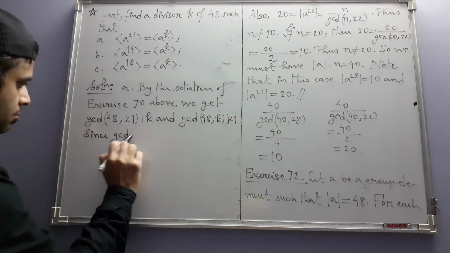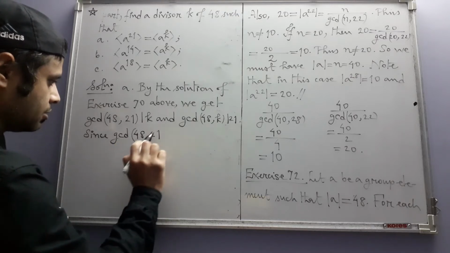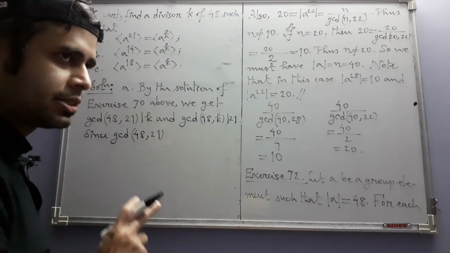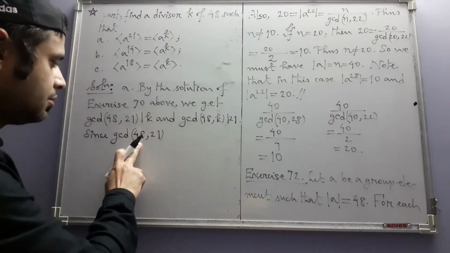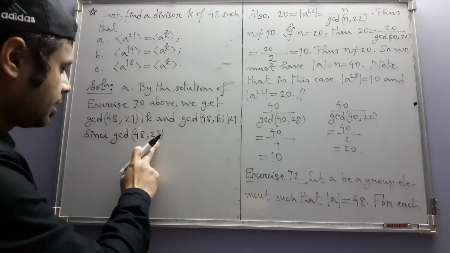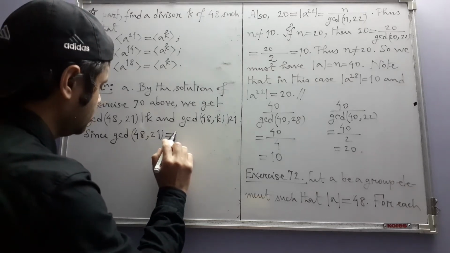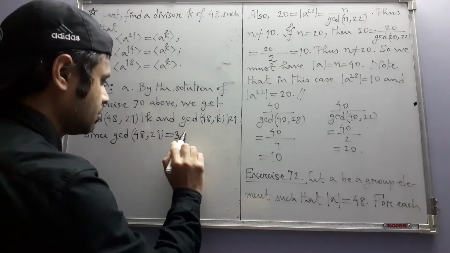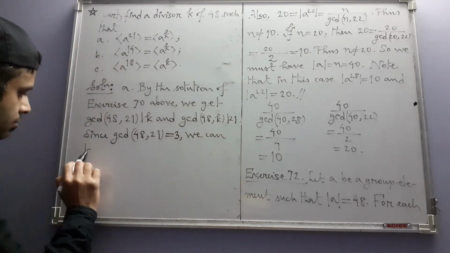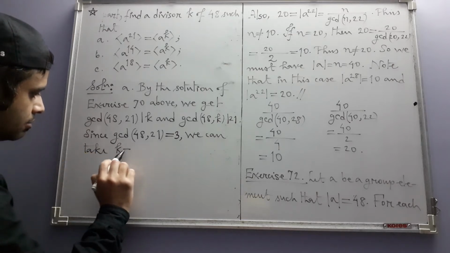Since 48 and 21, 7 is a divisor of 21, but 7 does not divide 48. 21 is divisible by 3, and 48 is also divisible by 3. So in this case, the GCD is 3. We can take K equal to 3.